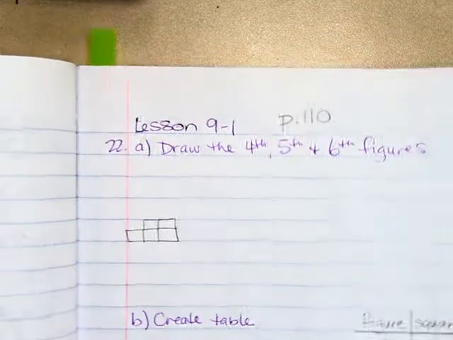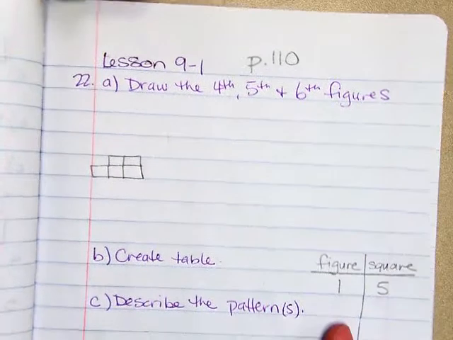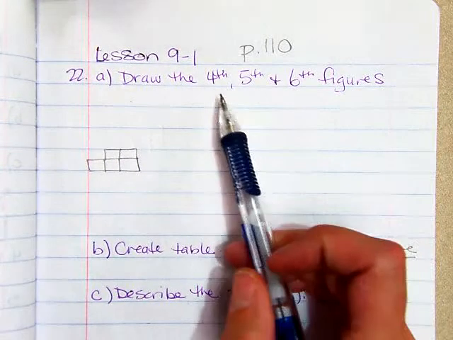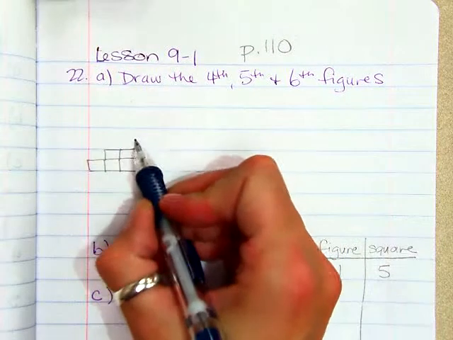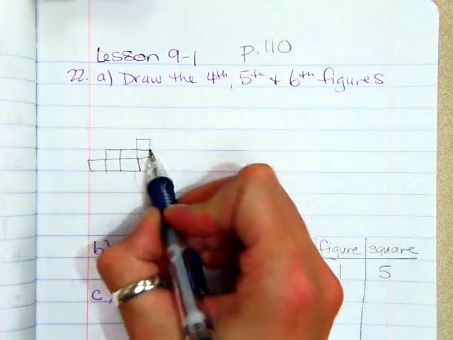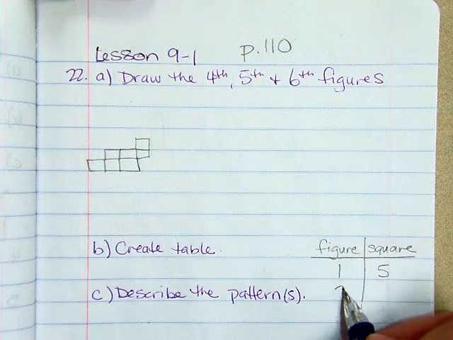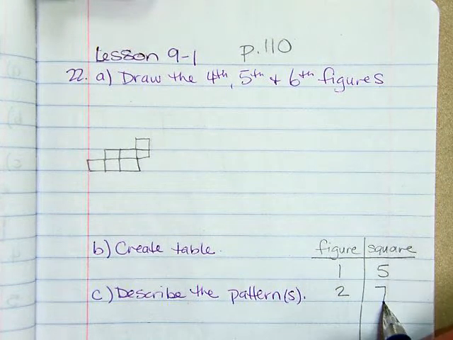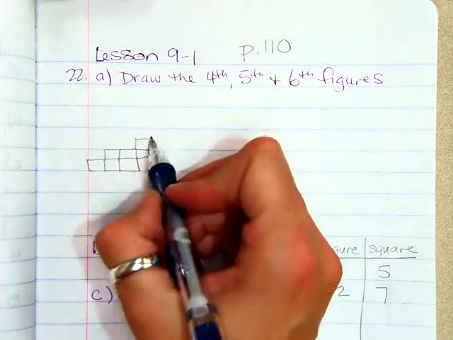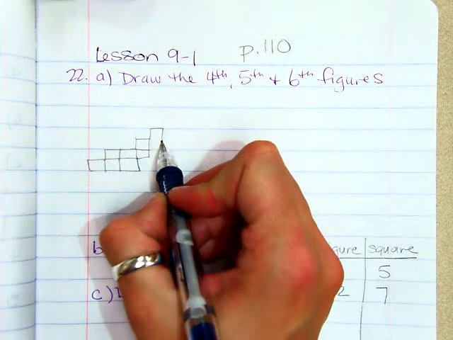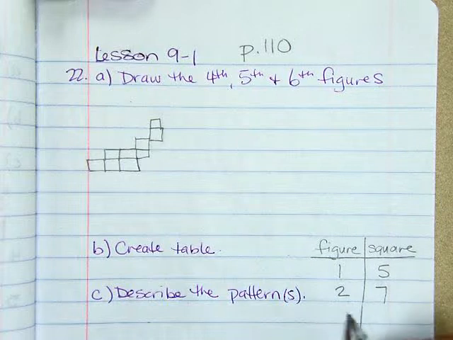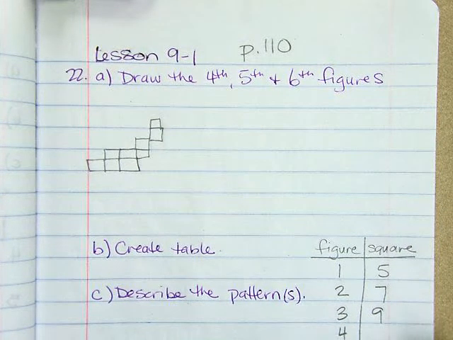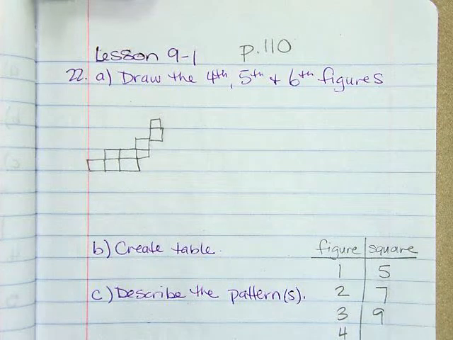So all I did first was I went ahead and drew figure 1 on part A because it's asking me to go ahead and draw the 4th, 5th, and 6th figures. So if I go ahead and draw, figure 2 looks like this. I'm actually filling out my chart at the same time that I'm drawing the picture. So figure 2 looks like it has 7 squares. And then figure 3 has 9, and that's all that's given. So now I have to do 4, 5, and 6 all by myself.